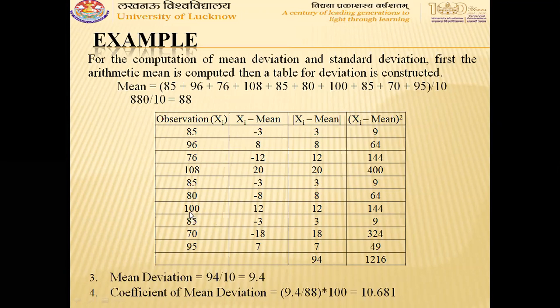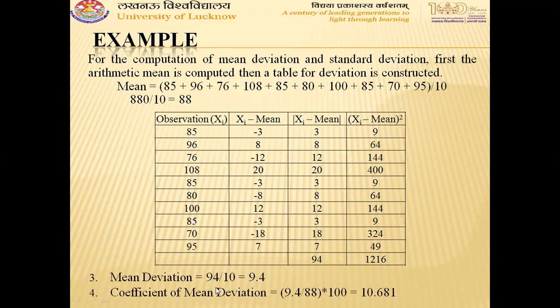the deviation of observations from their mean, and then its absolute value, and for standard deviation we square these deviations. So the third column represents absolute deviation, whereas the fourth column represents squared deviation. And then we add these absolute deviations and squared deviations, and we obtain the total absolute deviation as 94. So mean deviation will be 94 divided by the number of observations, that is 10.